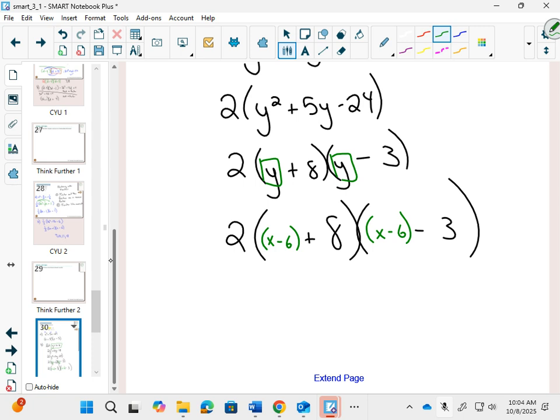Do I have any like terms in my brackets? Yes, I do. This bracket will be x minus 6 plus 8. That'll be x plus 2. And this will be x minus 6 minus 3. That'll be x minus 9. That is the shortcut for these ones that look really complicated to begin with.